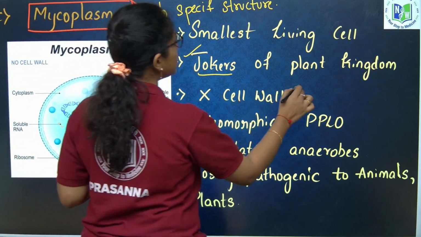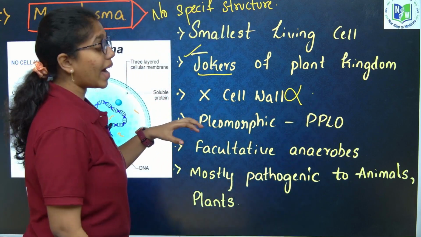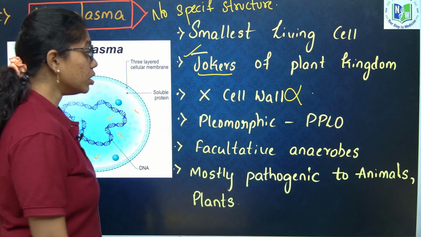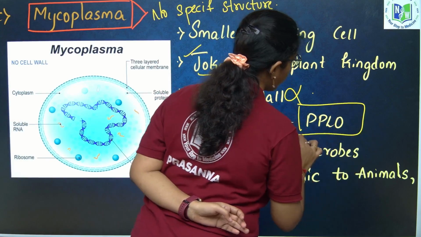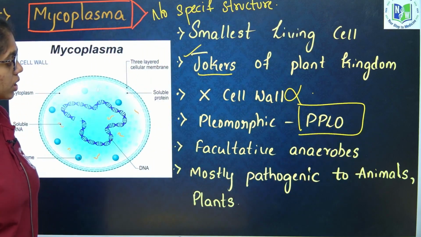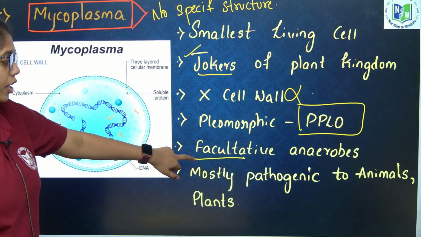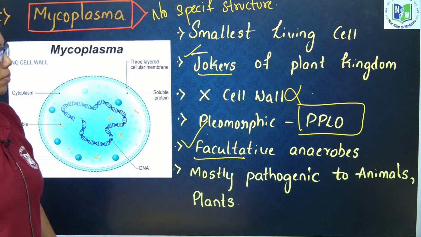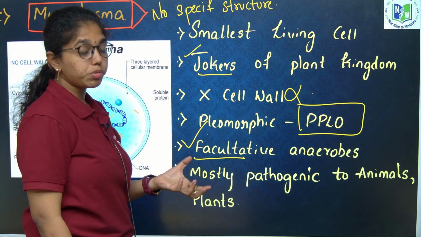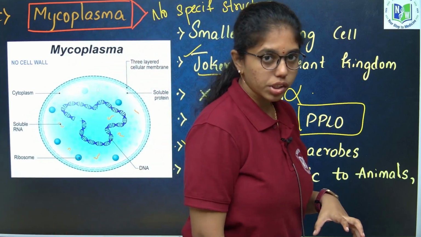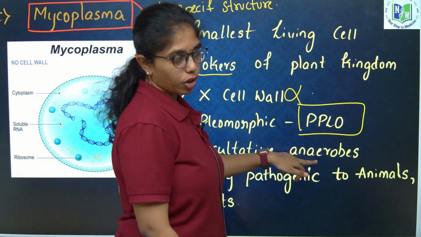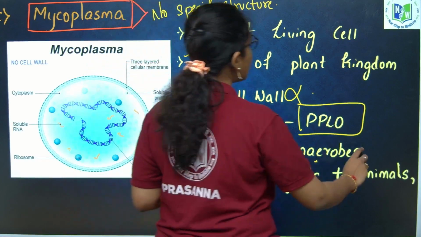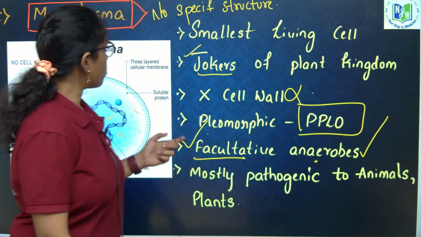And there is no cell wall of Mycoplasma. They are pleomorphic, which has many morphological structures. For example, pleuropneumonia like organisms. Next, they are facultative anaerobes. Most of the condition they are aerobes. Whenever it is deprived of oxygen, then it can act as anaerobic, then it can survive in the anaerobic conditions as well. That is why it is called as facultative anaerobes.